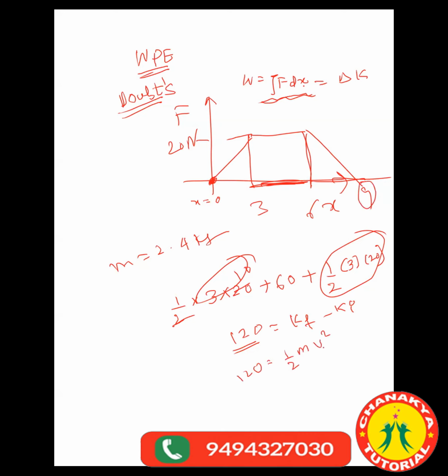So you do 120 into 2 divided by mass, which is 2.4. From here you calculate 1.2, so you write one more 0 here. So 12 on the 100. So it is 10, no? 10 meter per second. Okay, sir. I guess the answer key is wrong. Yeah, I think that is wrong.